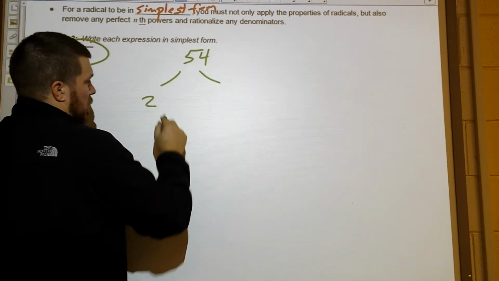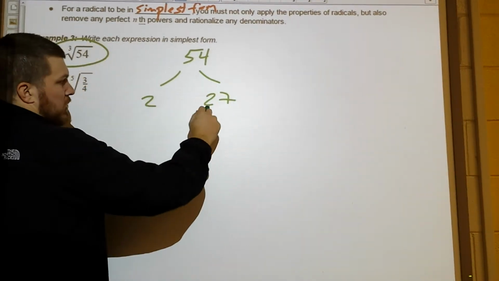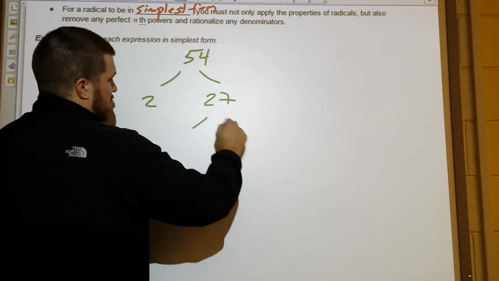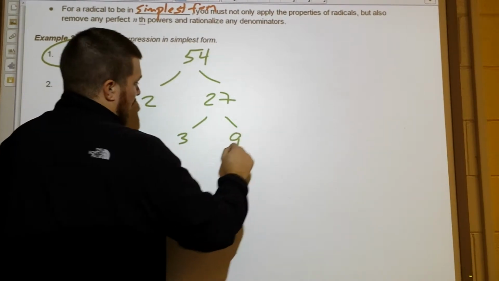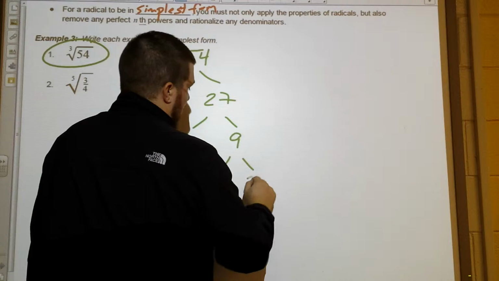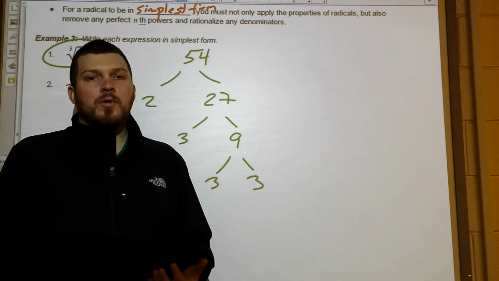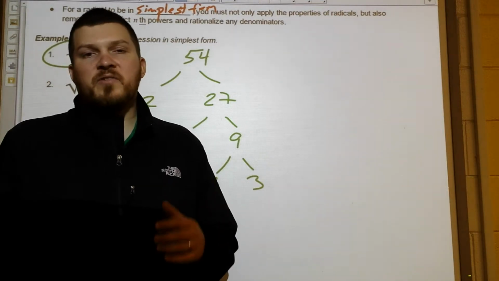54 is even, so I'm going to start with 2. So 2 times 27 is 54. Let's see, I want to break down 27 now. That's 3 and 9. I want to break down 9 now. 3 and 3. Well, 2, 3, 3, and 3. Those are all prime numbers, so we're doing what's called a prime factorization.